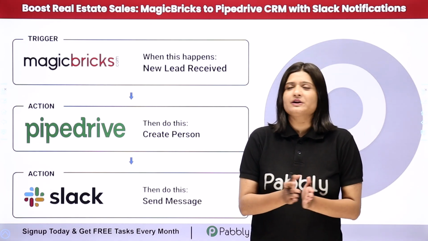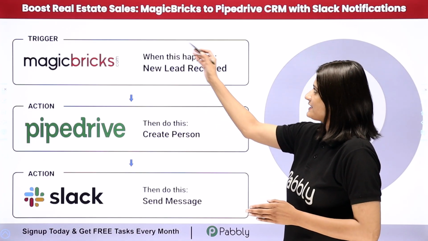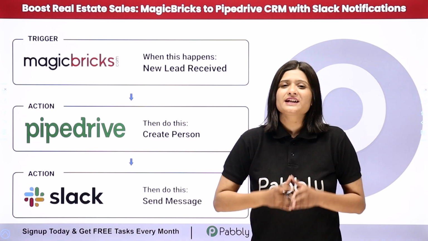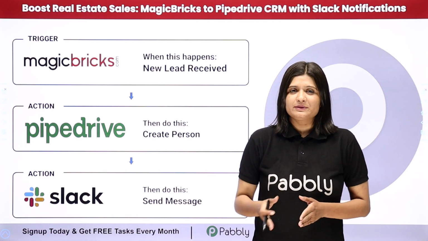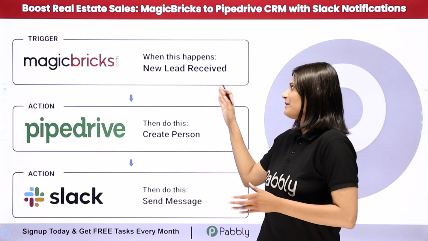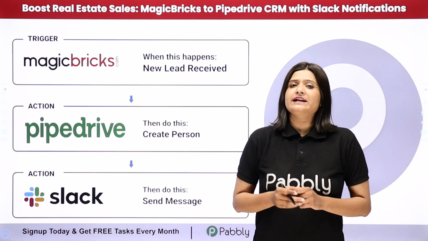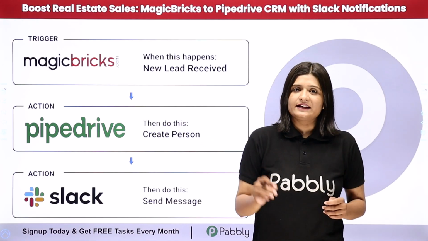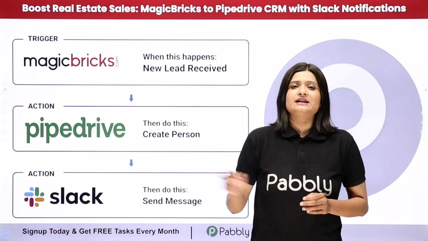In this video, we are going to see how to boost real estate sales: MagicBricks to Pipedrive CRM with Slack notification. So let's suppose I'm running a real estate business and I'm collecting all my leads using MagicBricks. I want that whenever I receive a new lead, I should send this lead to my Pipedrive, create the person there and then send this lead to my team on Slack.